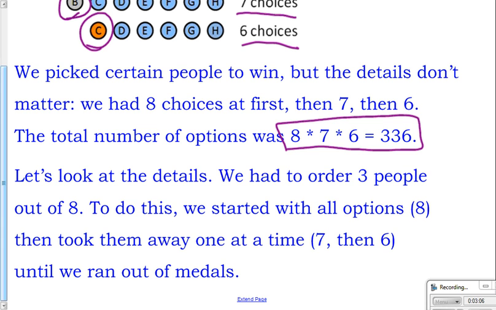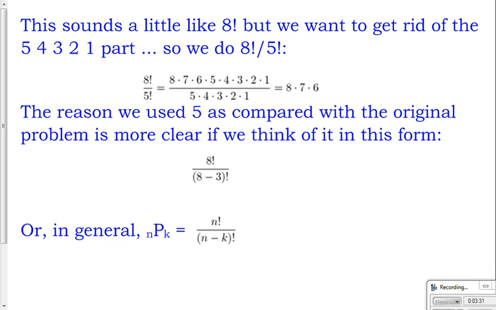We had to order 3 people in order to do this. This first number was the total number that we had available, and then 7, and then 6. And we had 3 numbers because we were putting 3 people in order. We took 1 away each time because after one person already got their medal or crossed the finish line, so to speak, they were no longer in the big group of people.